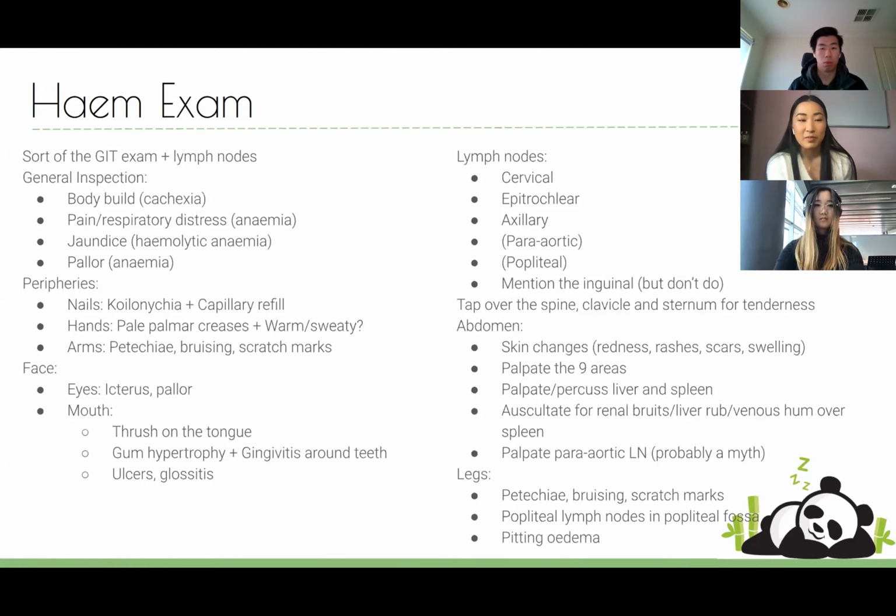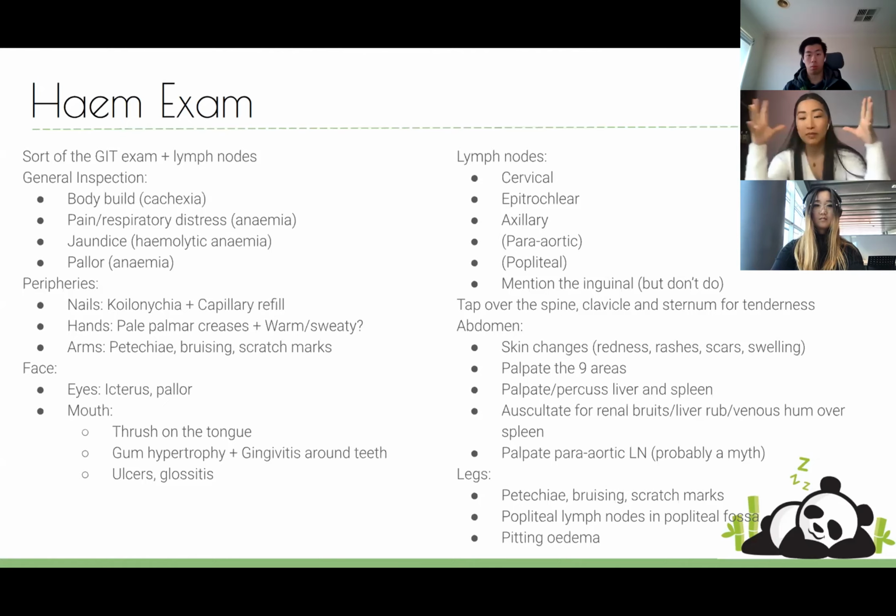And then you start doing lymph nodes. You do the cervical lymph nodes, you do the epitrochlear lymph nodes, which are just at the elbow here, and you do the axillary ones. I've got pictures on the next slide. You also have to do the para-aortic and popliteal, but I do those once I get to the abdomen and the legs, and you mention the inguinal, but don't do it. One that I always forgot is tapping for bony tenderness. So tapping over the spine, tapping over the clavicles and the sternum as well, to see if there's any bony tenderness. That's going to point you towards multiple myeloma or potentially some kind of bone marrow fibrosis.